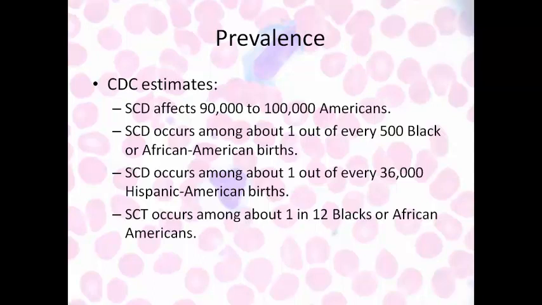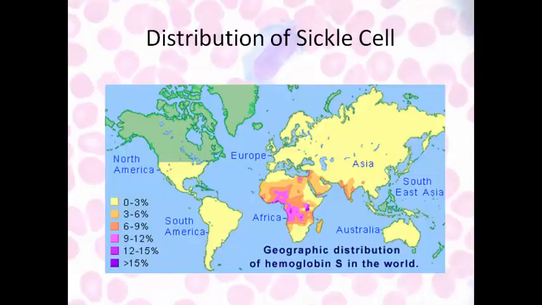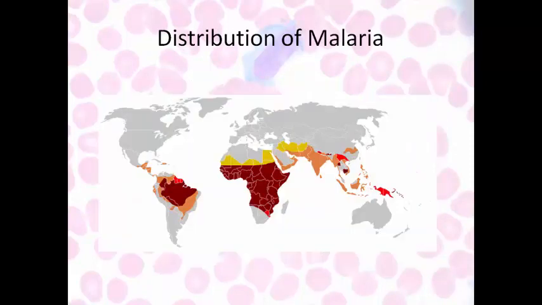So that's very common. Whenever you see that, your question to yourself should always be, why? Why is it so common? So here, let's have a look. Here's the distribution of hemoglobin S, or sickle cell disease, essentially, across the world. And here's the distribution of malaria. Hemoglobin S, malaria. Look similar?